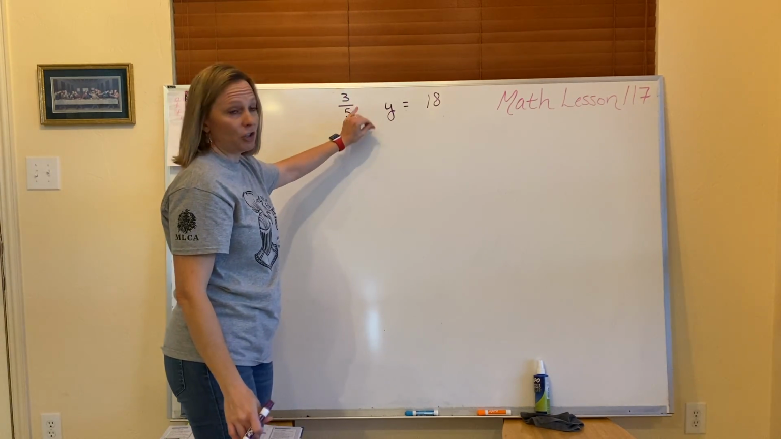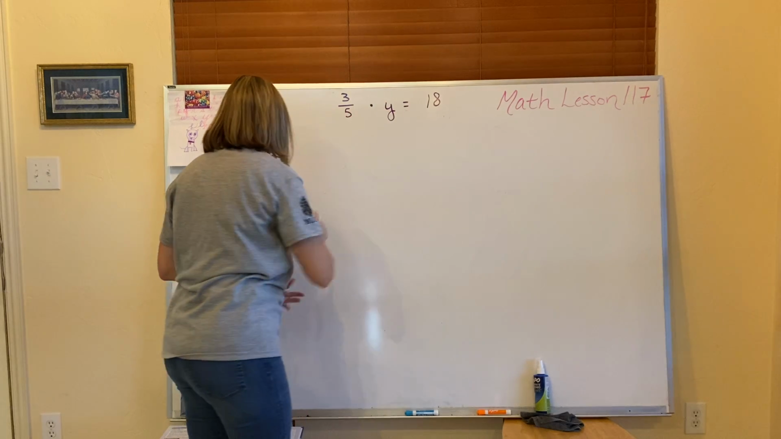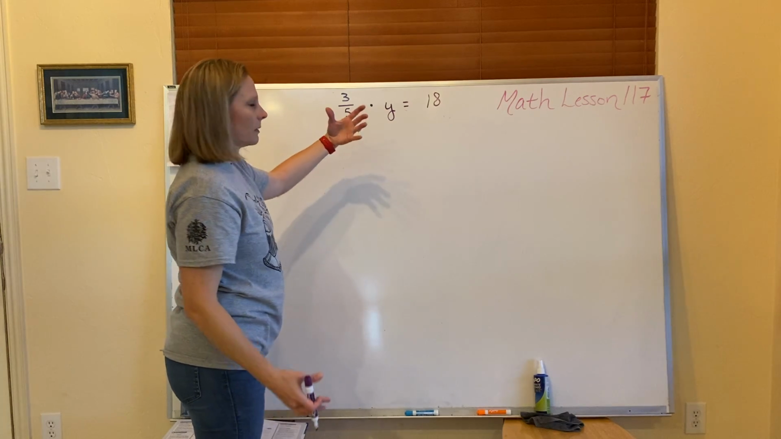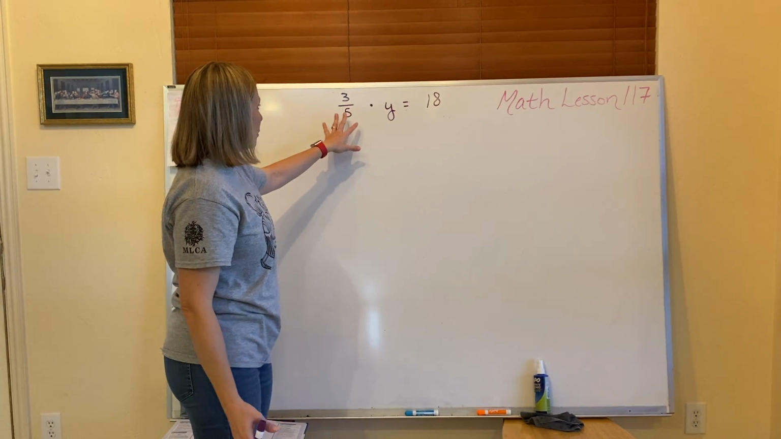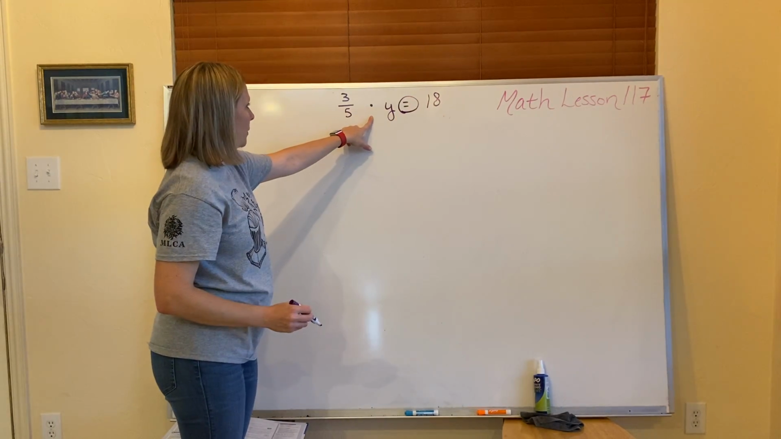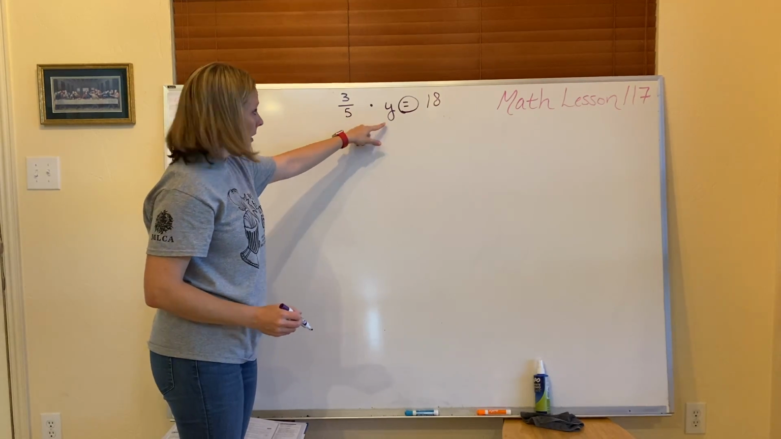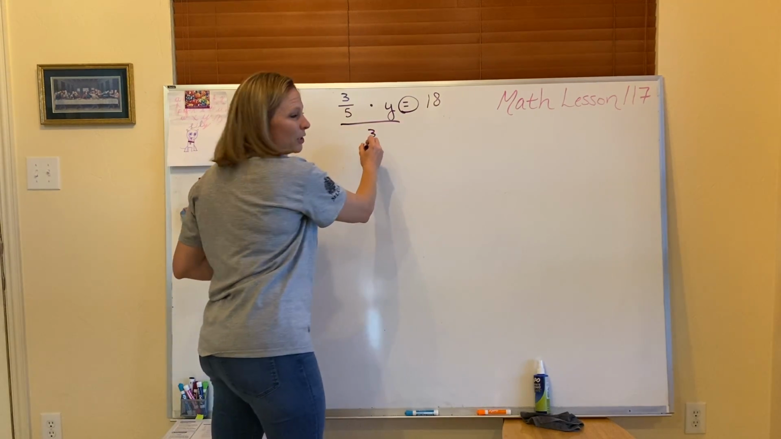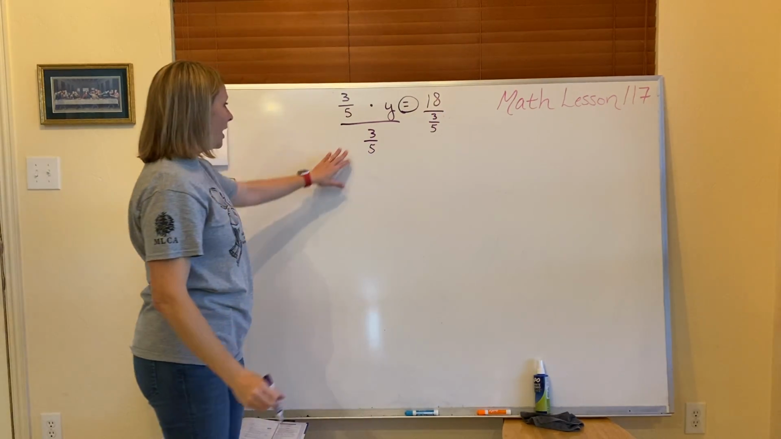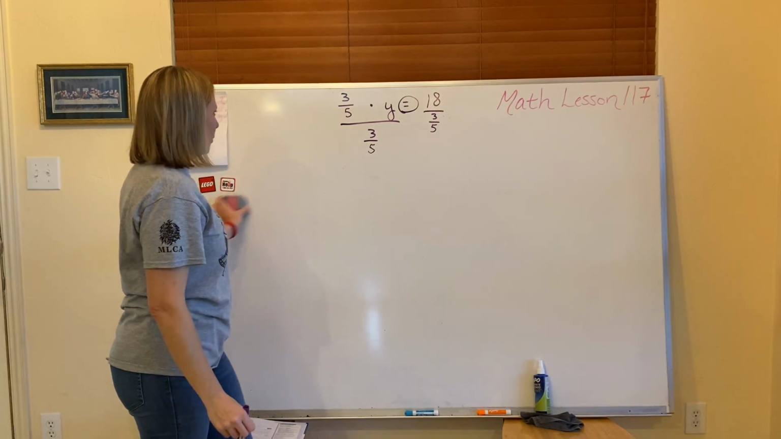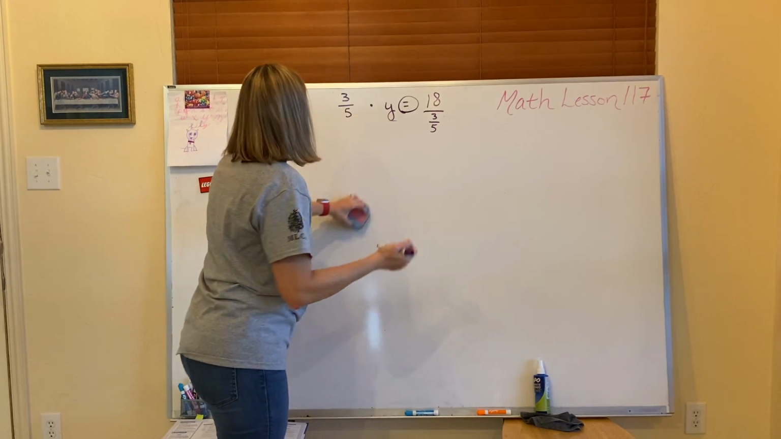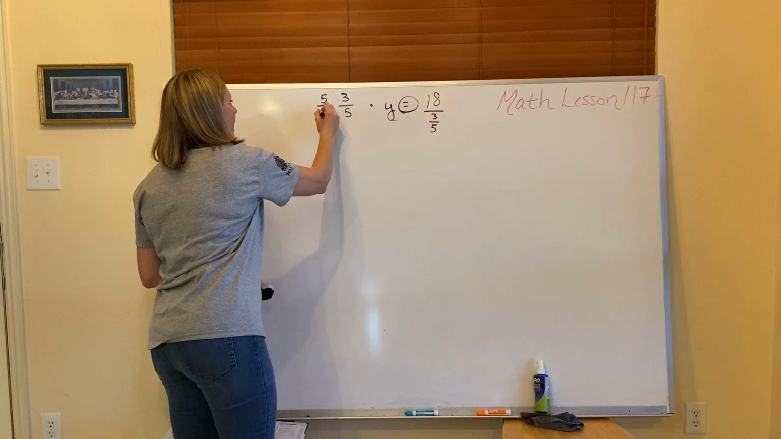Of is multiplication. So let's figure out what that number is. We need to isolate our variable, get it on one side of the equal sign. So we do that by dividing by 3/5 on each side. I'm going to do this one more time to show you and remind you, when we divide by a fraction, we're actually multiplying by the reciprocal of that fraction. So we'll multiply both sides by 5/3.